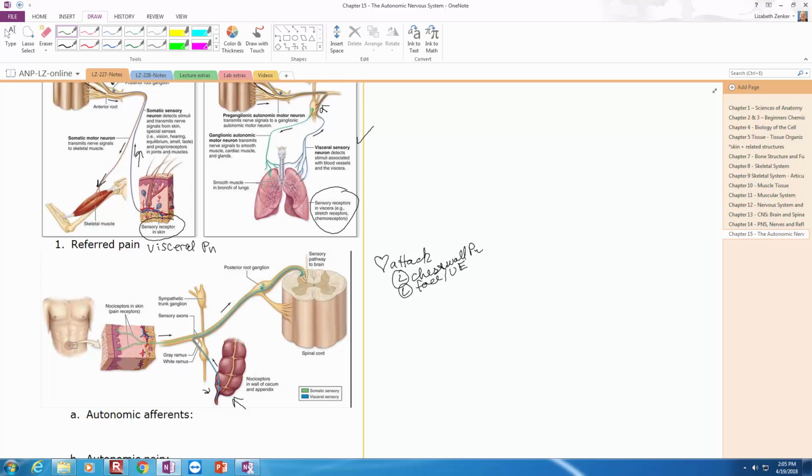So basically, it has to do with how you were forming embryonically, okay? You get referred pain because of the autonomic afferents that are associated with your somatic afferents. They run in the same pathway. So if someone tickles you, for example, in the inner part of your left arm, that pathway will arise from the same embryologic starting place.